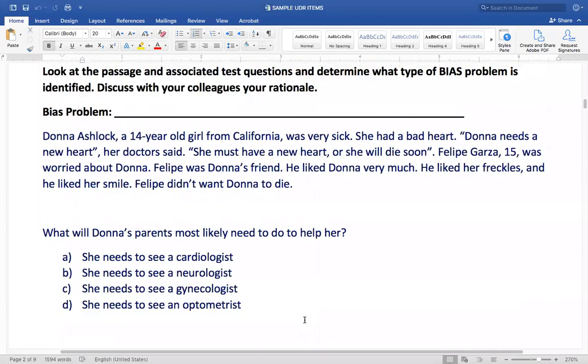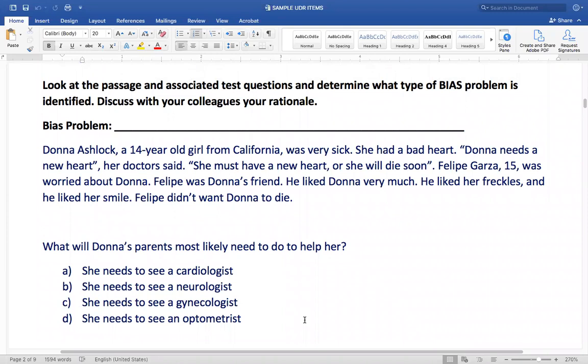So first, what I can detect, and you are probably thinking about this, some of the bias problems that I see here: definitely sensitive topics, because here we have a little girl who's sick. She may not make it. So we have disease, sickness, and also look at the test question. What will Donna's parents most likely need to do to help her? Cardiologists, neurologists, gynecologists, optometrists.